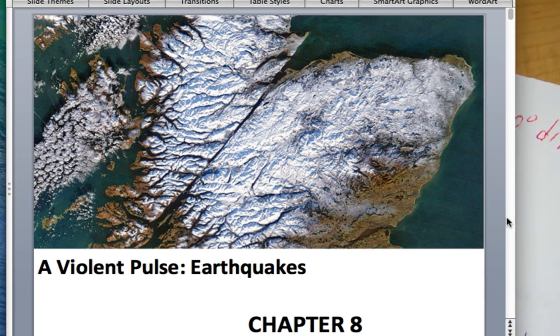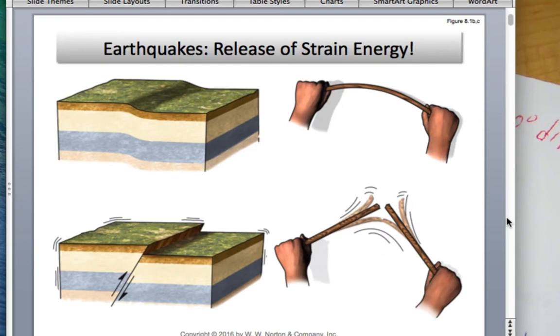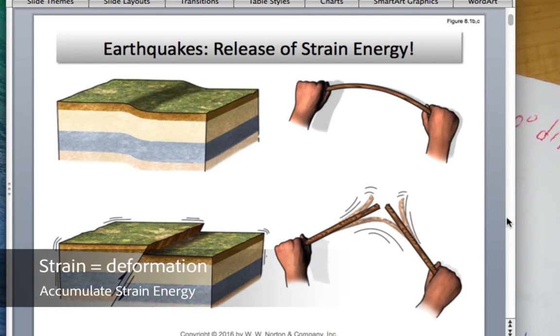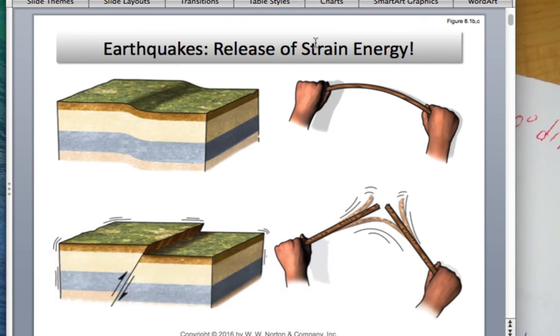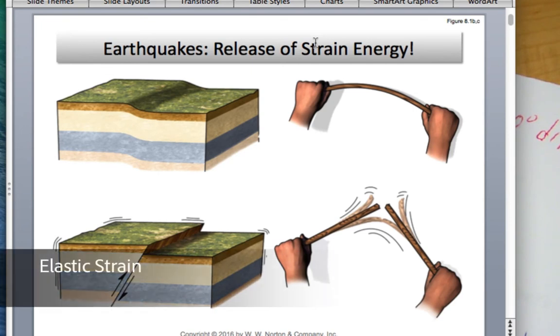Before we get going, remember the key thing about earthquakes is that it's the release of strain energy. Tectonic forces are moving, causing plates to move and grind past each other, and the rocks are accumulating strain. Strain is a deformation, a bending, and there are a variety of strains. But in this case, the strain we're concerned with is elastic strain, elasticity.